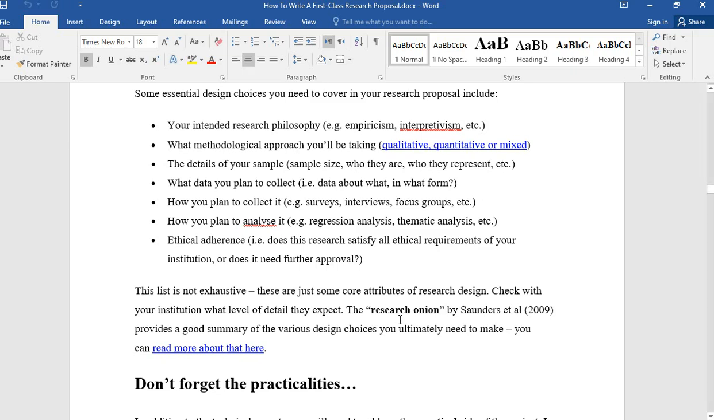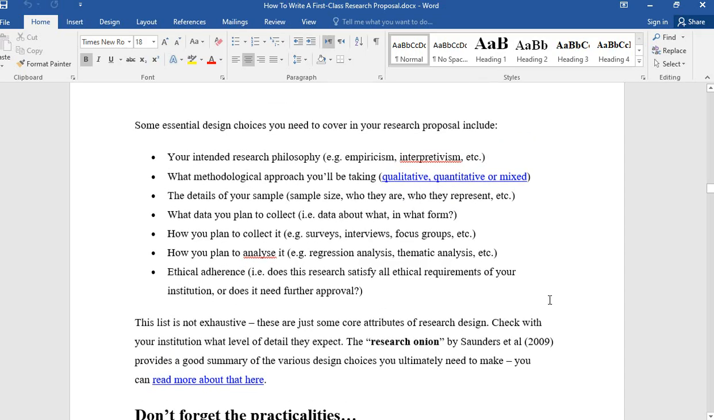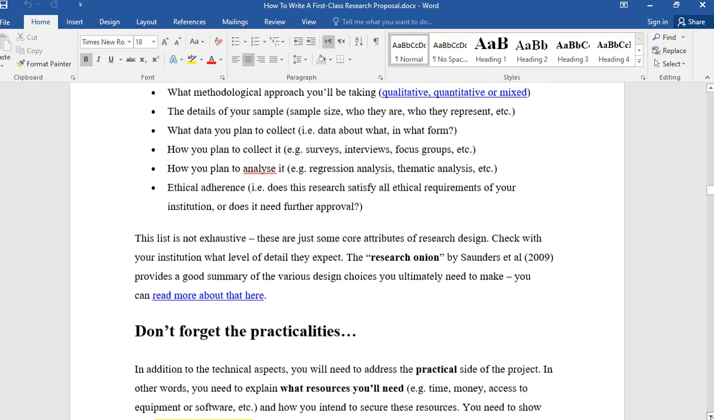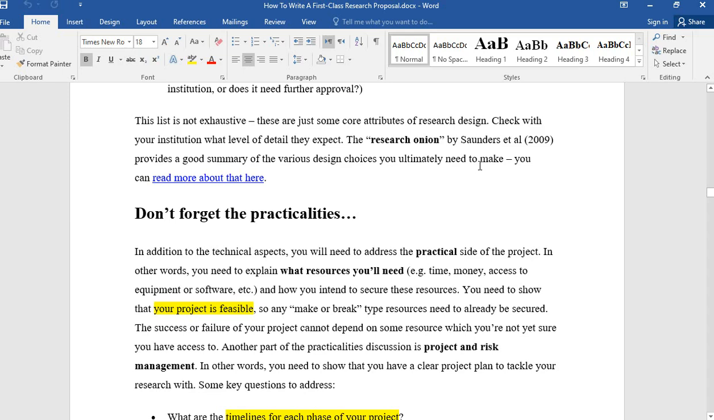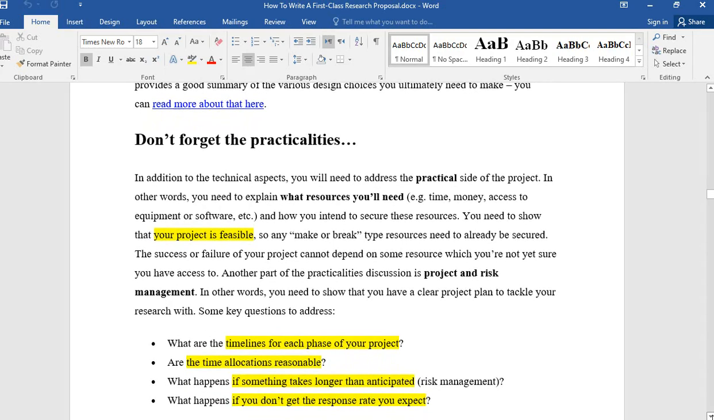The research onion by Sanders et al. 2009 provides a good summary of the various design choices you ultimately need to make. You can read more about that here. All right, so this is a technical term introduced by Sanders, saying that this is called research onion because it's like an onion which has got different layers. So it depends on the institution or university in which you're working.